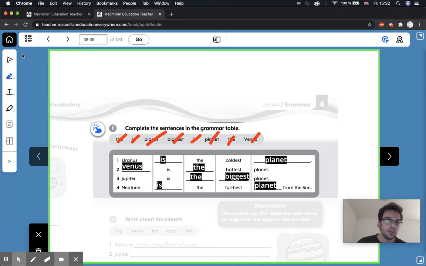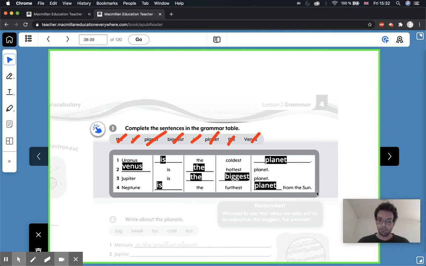Okay? So, all right, we have our 4 phrases. Number 1, Uranus is the coldest planet. Venus is the hottest planet. Jupiter is the biggest planet. Neptune is the furthest planet from the sun. Make sure you have all of this written correctly in your book.